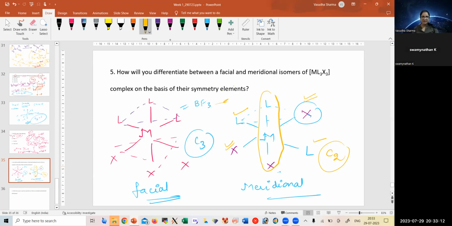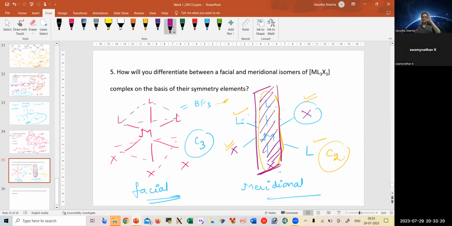It is not identical, but it is having an equivalent geometry. So my plane is existing here. This plane is reflecting one L to the other L, and the other X to this X. So that means the plane is existing, and this is also along my C2. There are 3 C2s then actually, because along these X's, along these L also there is some.